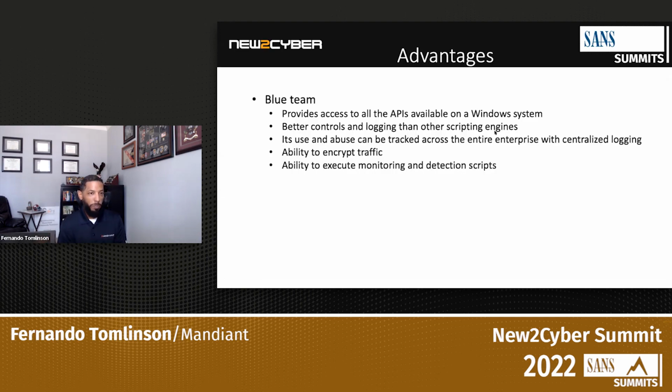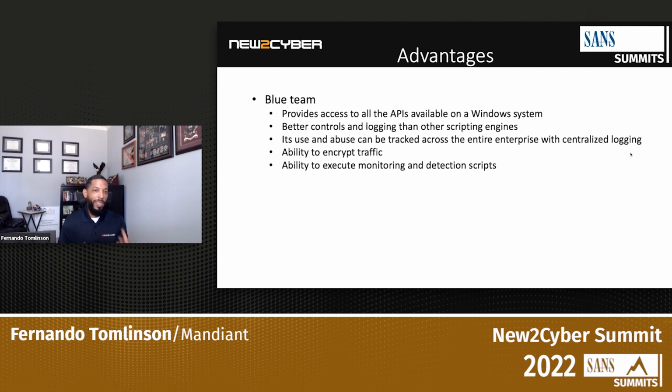From an advantages perspective, the blue team has a number of them. And when we say blue team, we're talking about people doing defensive actions, security operations actions within a network. So from that perspective, they have access to essentially all the APIs within Windows. And these APIs are application programming interfaces, essentially a set of definitions that are used to build and integrate application software within an operating system.